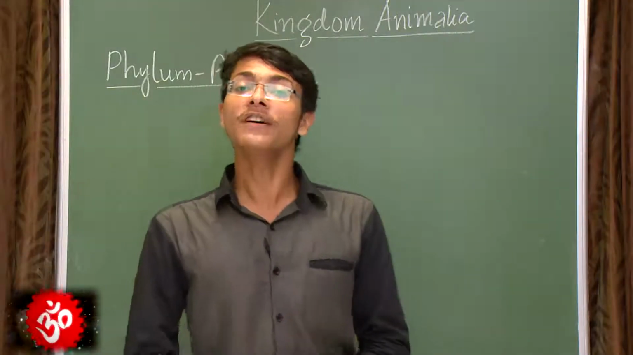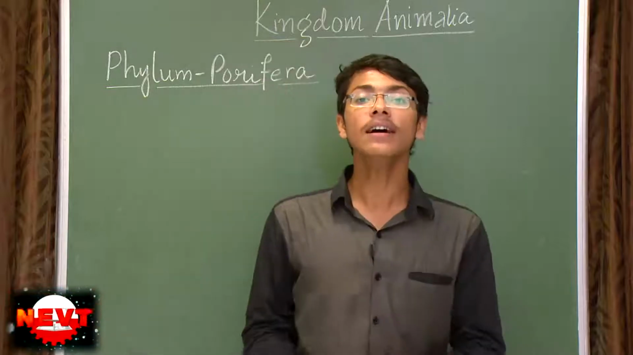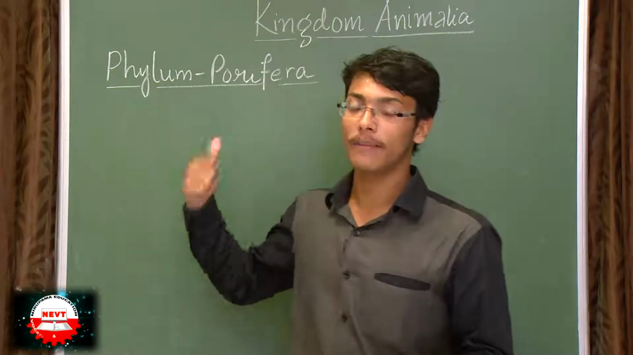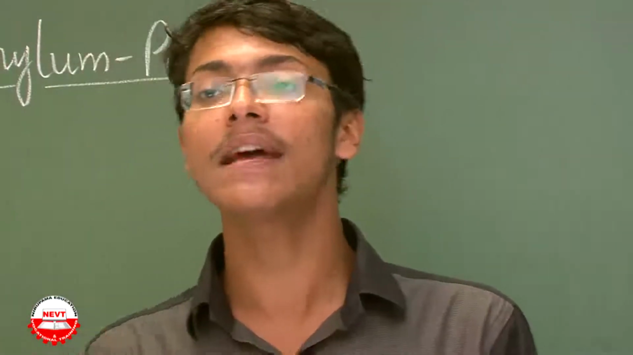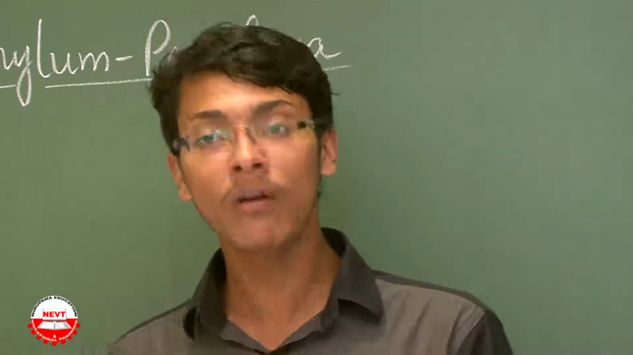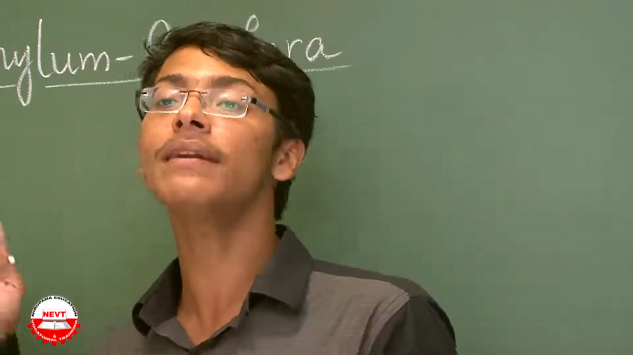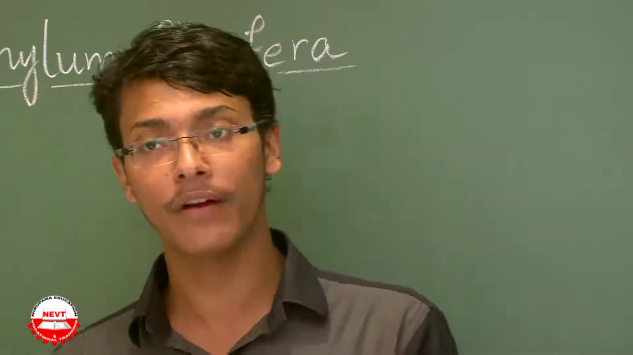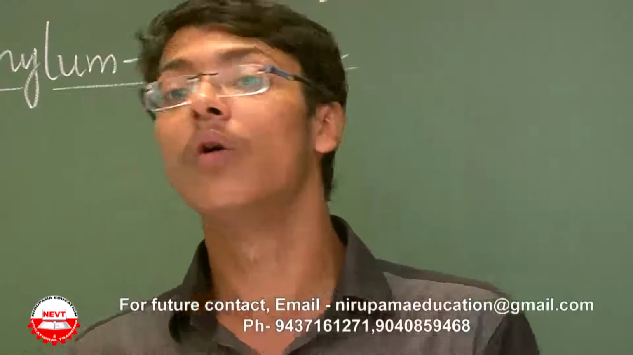So, the first phylum that you have to learn in case of kingdom Animalia is Phylum Porifera. Since it is the first phylum, you can well understand that it is the lowermost grade of organism. What do you mean by lowermost? It means the most simple type of organisms will come under the category of Phylum Porifera. Porifera, the very word means holes.